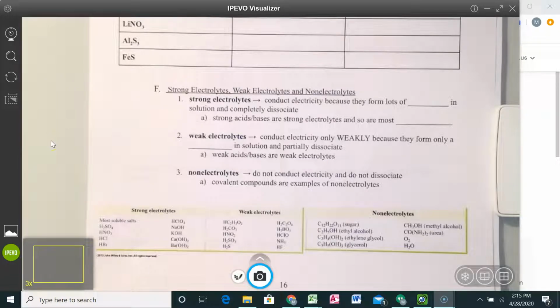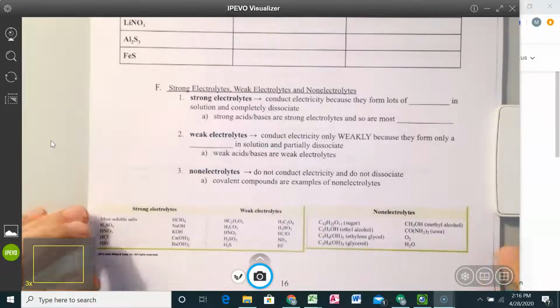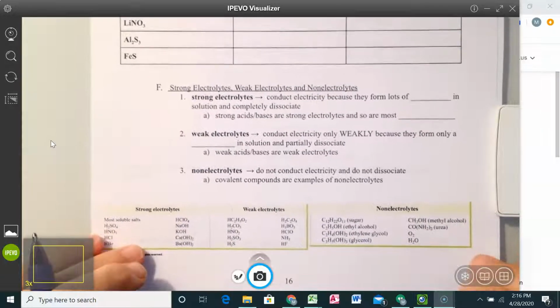Okay, so now let's get into our notes and fill in some of the notes about the demonstrations that you just saw regarding strong electrolytes and weak electrolytes. And I really didn't do one with non-electrolytes. I could have done pure water, and I didn't really think about that while I was at school.